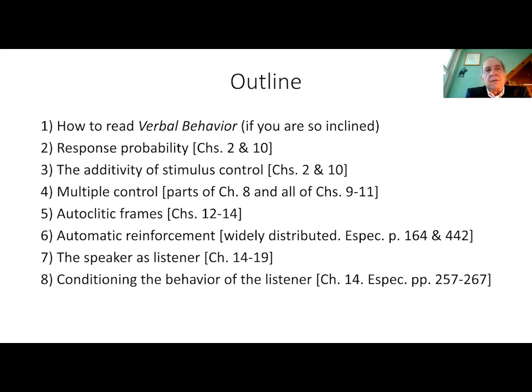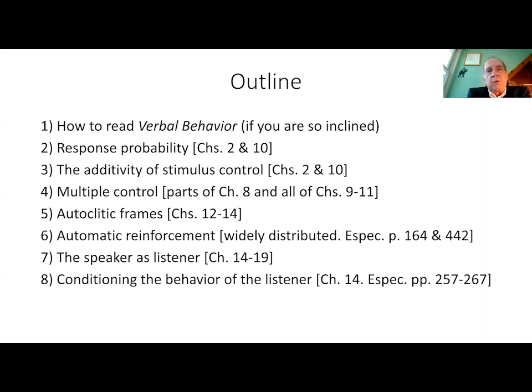The last two topics, the speaker as listener and conditioning the behavior of the listener, are fairly subtle ones, and we may not even have time to get into them, but we should recognize, at least as Skinner does in chapters 14 through 19, that the speaker himself or herself can hear themselves speaking and can detect as listeners that they've goofed. Uh-oh, I said Albany, I meant New York City.